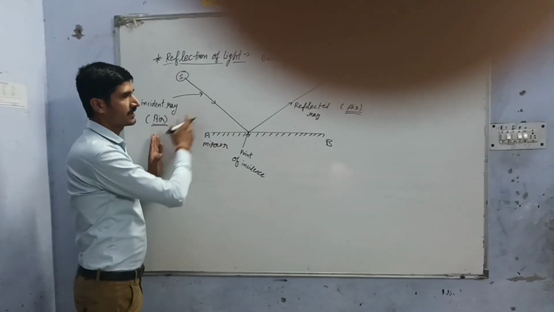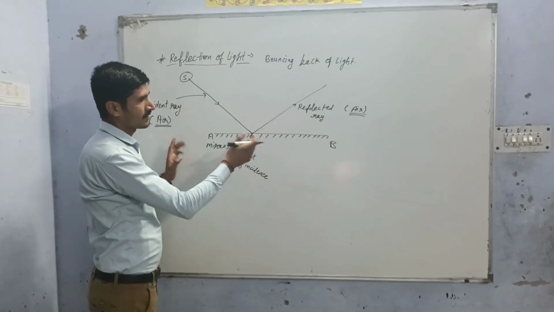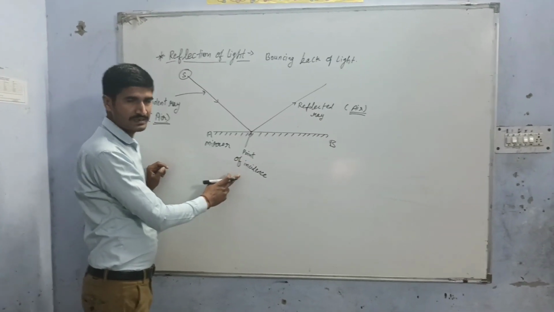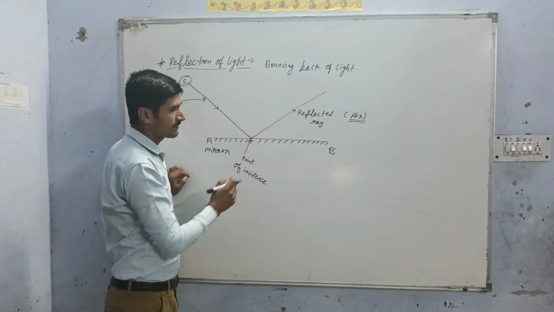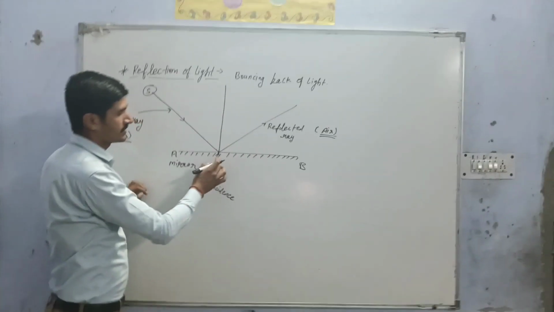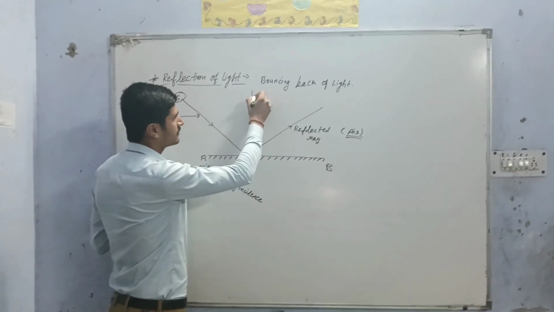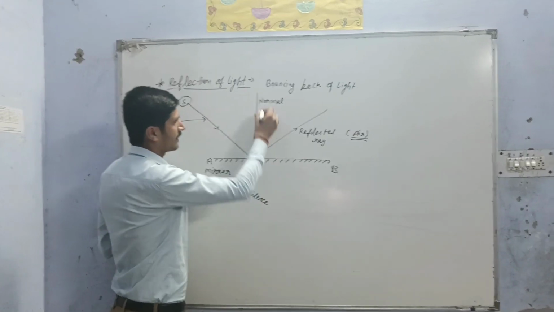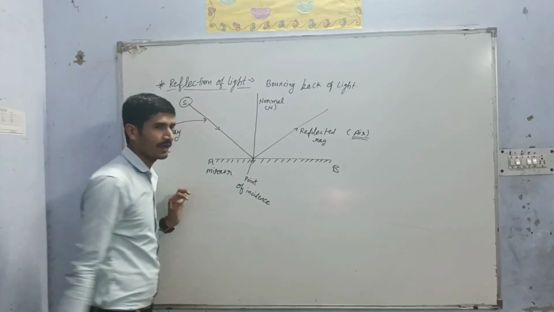This one is the incident ray, this one is the reflected ray. And the common point between incident ray and reflected ray is the point of incidence. At the point of incidence, when we draw a perpendicular, so this is the perpendicular. So this perpendicular is known as normal, and normal is denoted by N.